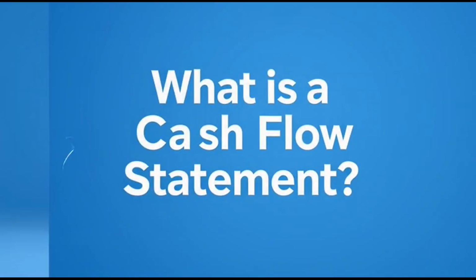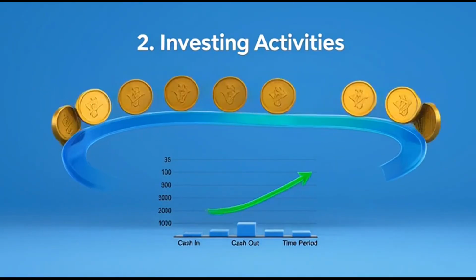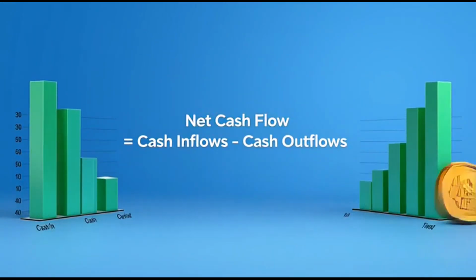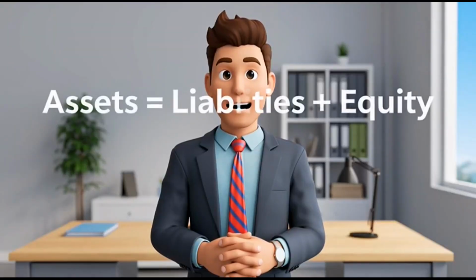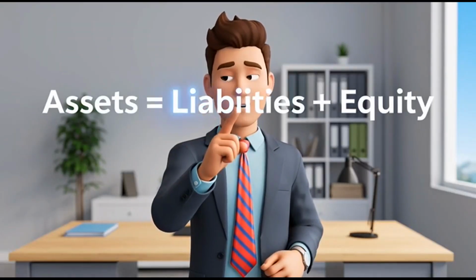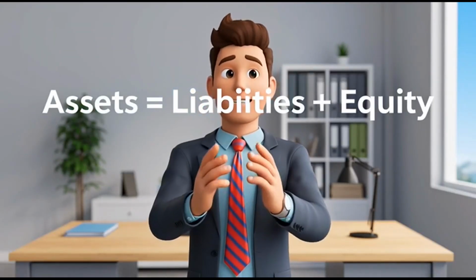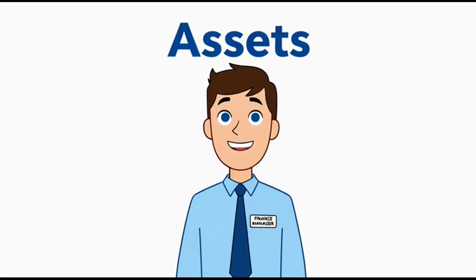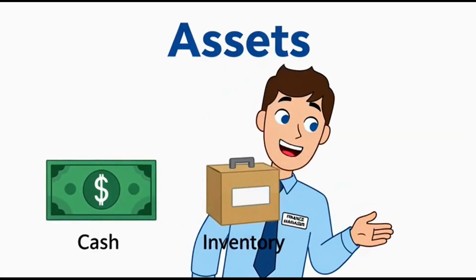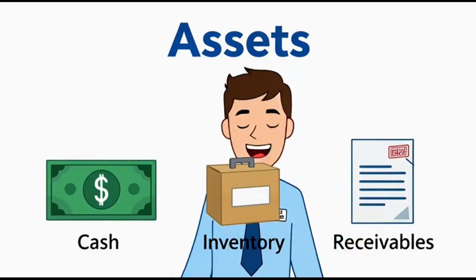A cash flow statement shows how cash moves in and out of a company. It is divided into operating, investing, and financing activities. The accounting equation is assets equals liabilities plus equity. This equation must always balance. Let's see how. Assets are what a company owns. This includes cash, inventory of goods, and receivables, money owed to the business.